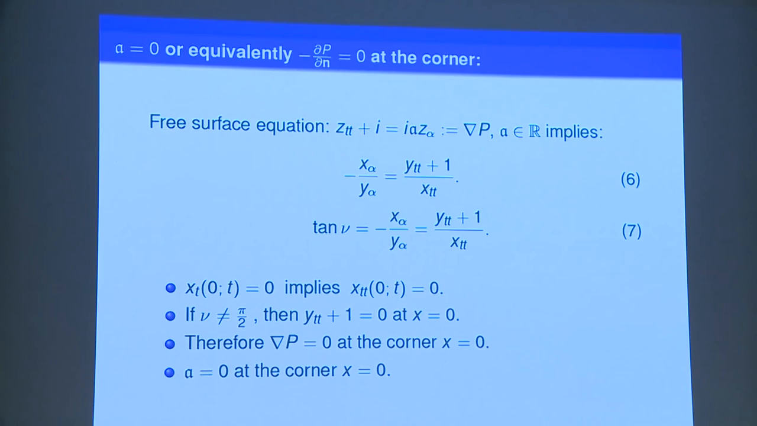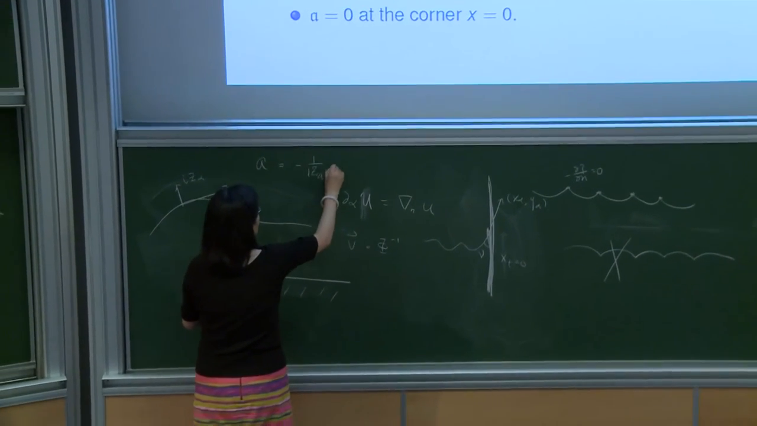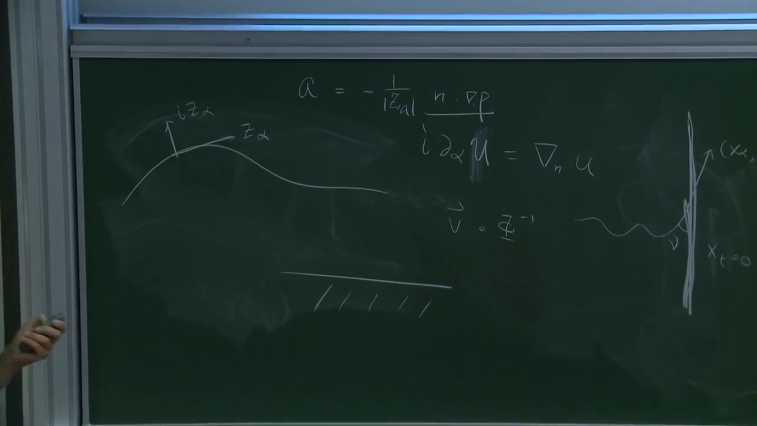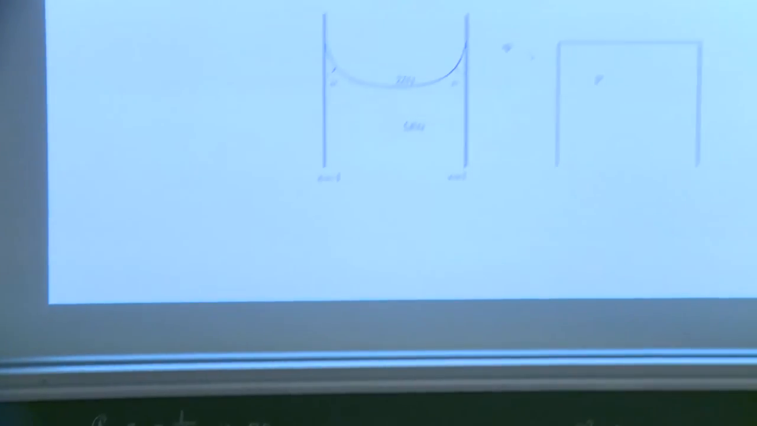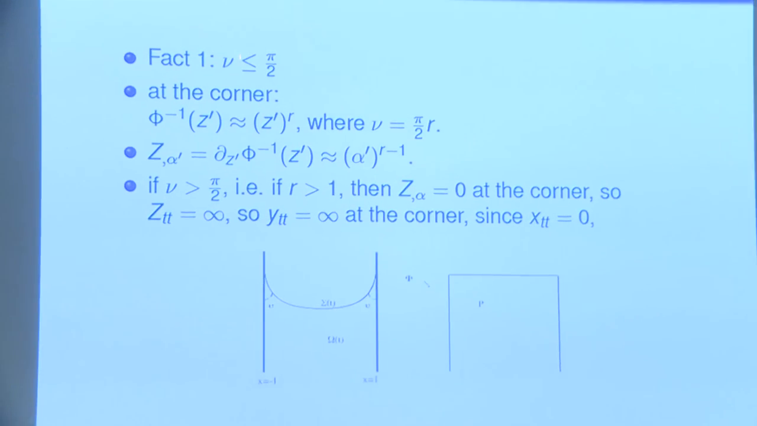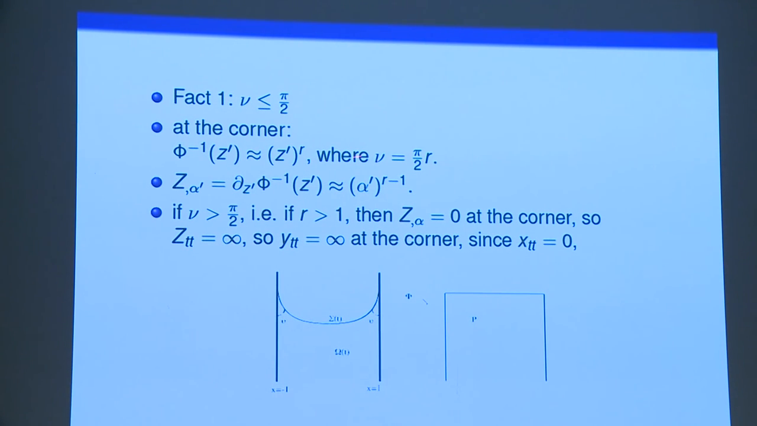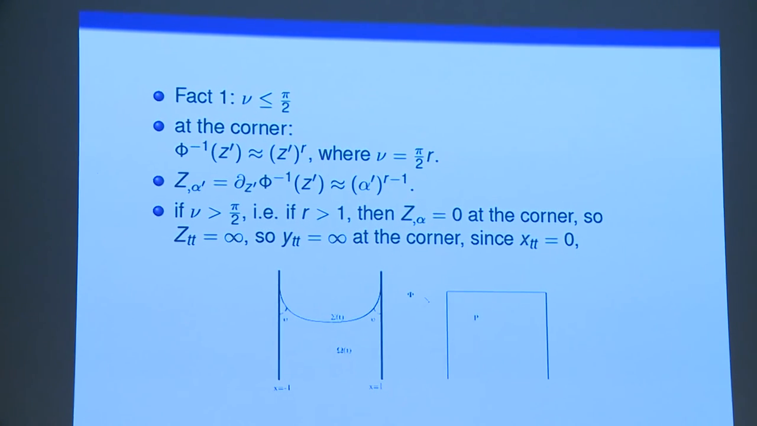Remember, a is like 1 over z_alpha times n dot gradient p, so this is like n dot gradient p equals 0. This is a very simple argument. Now I also give you a derivation of why this angle has to be less than pi over 2. The reason is the following. You just look at the Riemann mapping. It's very simple.